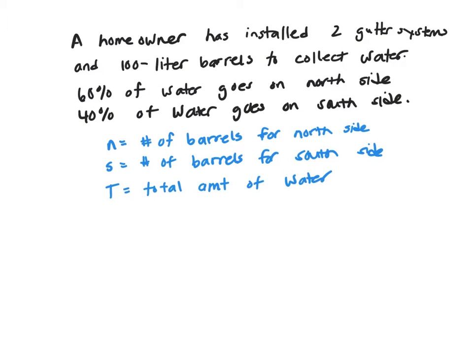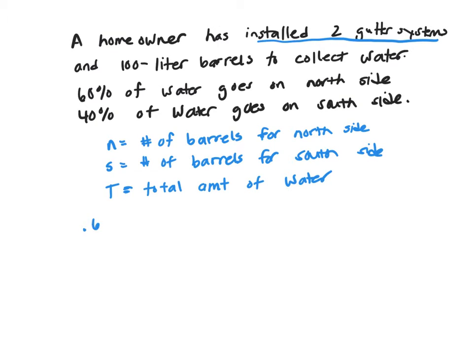So a homeowner has installed two gutter systems, one on the north side, one on the south side, and they're not connected to each other at all. And we're trying to figure out, let me see, select for the north side and south side the number of barrels that are jointly consistent. Okay, so I'm letting N be the number of barrels for north, S be the number of barrels for south, and T is your total amount of water.